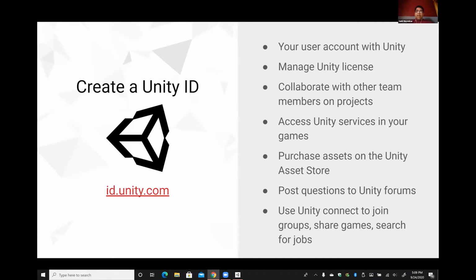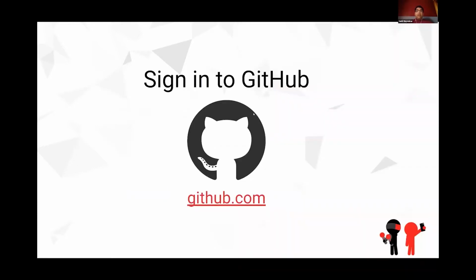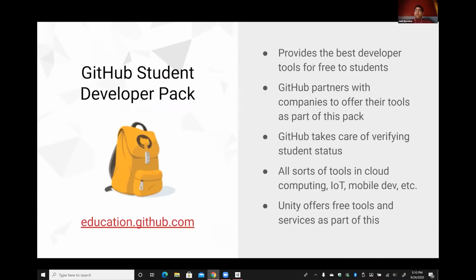So the second step is to sign into GitHub. We'll get into why in a second, but GitHub is basically just a tool that is used for project collaboration in a lot of software development projects. The GitHub Student Developer Pack is basically a set of tools. There's a bunch of developer tools created by a bunch of different companies. And GitHub, one of their missions is to try to provide this free for students so that they can learn.